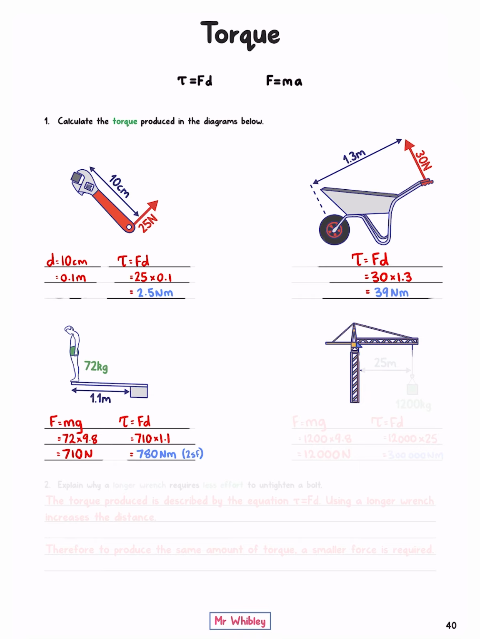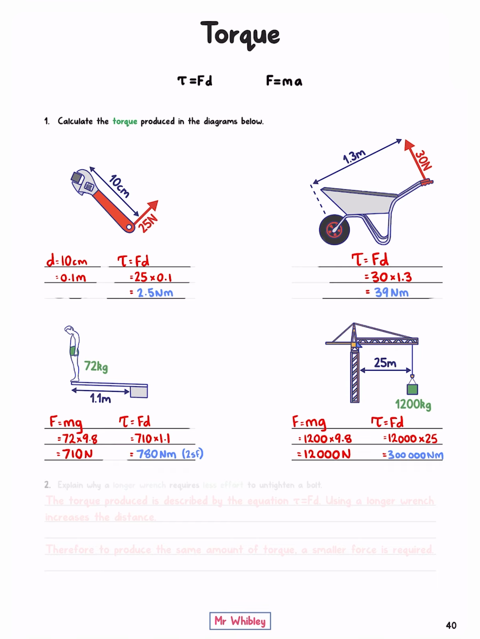We have a crane, which is lifting a 1200 kilogram load, a distance of 25 meters away from the pivot point. Once again, our force is gravitational, so is mass times the acceleration due to gravity. Putting those numbers in gives me 12,000 newtons. Torque is force times distance. Putting these numbers in gives me 300,000 Newton meters.